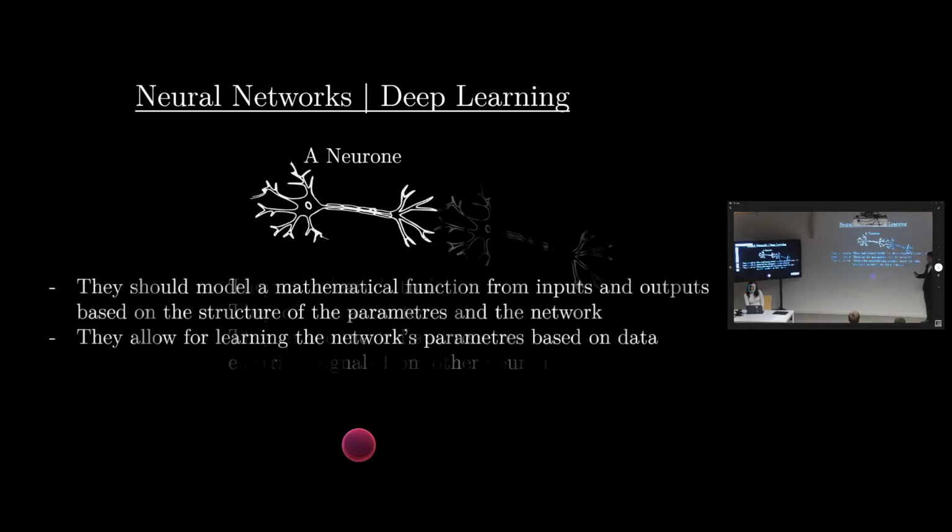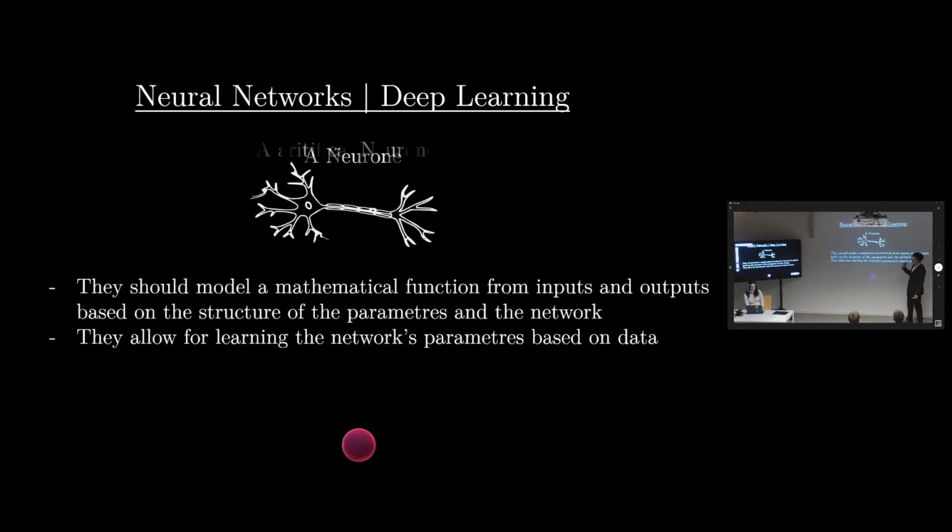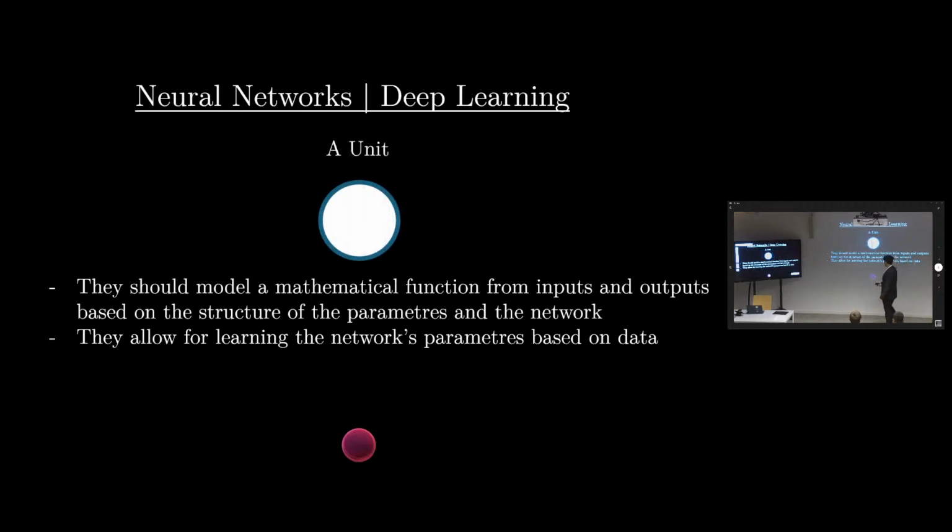And now, we're going to try to make an artificial neuron. Our artificial neuron should model a mathematical function from inputs and outputs based on the structure of the parameters and the network. And this artificial neuron should allow for learning the network's parameters based on the data. That's our goal. We want to create this, and we're going to create it. So, instead of talking of neurons, we're going to talk about units. Units are what we manipulate in neural networks. It's the neuron of artificial neural networks.